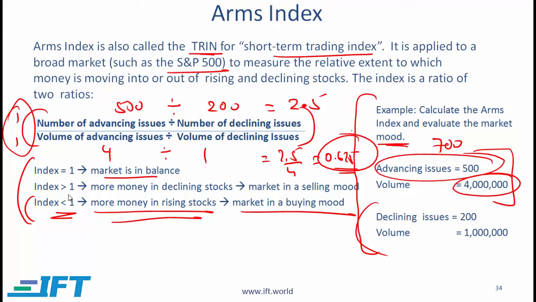If your index turns out to be greater than 1, that means more money is going into declining stocks. So the market is in a selling mode. The answer to our question here then, given that we have a value of 0.625, is that the market is in a buying mode.